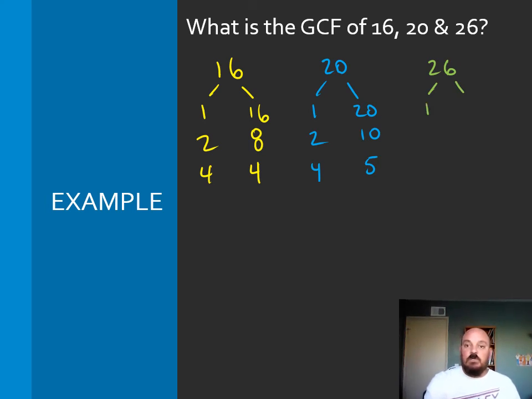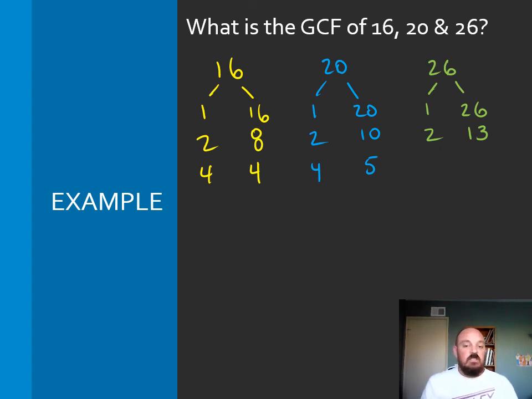26 could be 1 times 26. It could be 2 times 13. And that's actually going to end up being it. 3 does not work. 4, 5, 6, 7, 8, 9, 10, 11, 12. None of those work. And then you're back to 13.